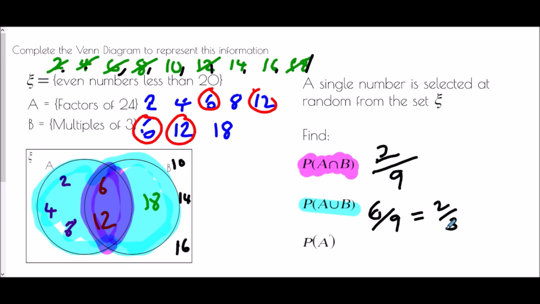And finally, the probability of not A. So, different colour again. It's not going to be A, which means we don't want anything in this circle, but we do want anything else. So we're looking at anything outside of the letter A circle. In this case, the values that we're interested in are 18, 10, 14, 16. There are 4 of them. 4 out of 9.